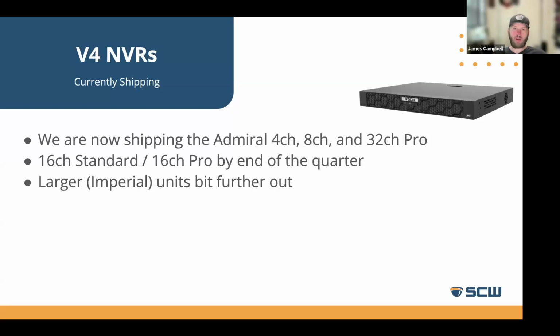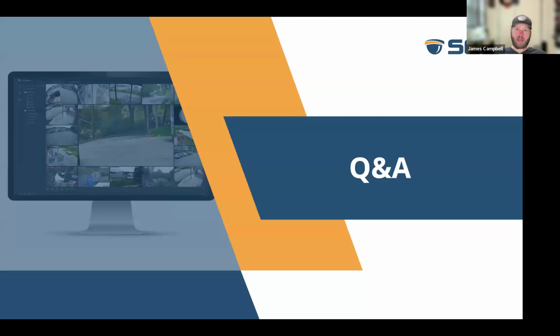And that's currently only on the Admiral, so there are 4, 8, 16, 32s. The larger units, the Imperial units, they'll be a little bit further out, just when you have so many more cameras and feeds, so that's probably in the next iteration there. So with that being said, I can go ahead and start answering some of these questions that we've got.